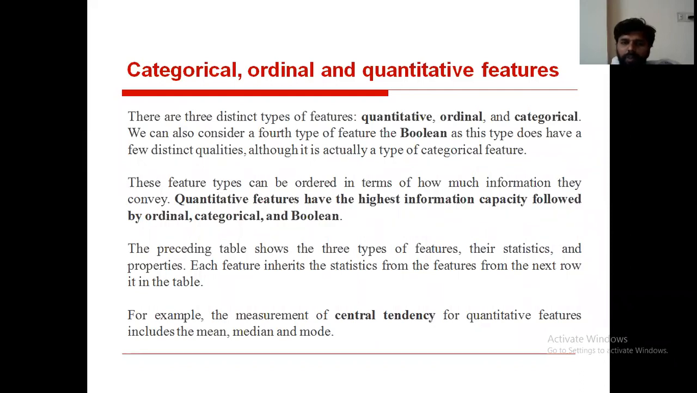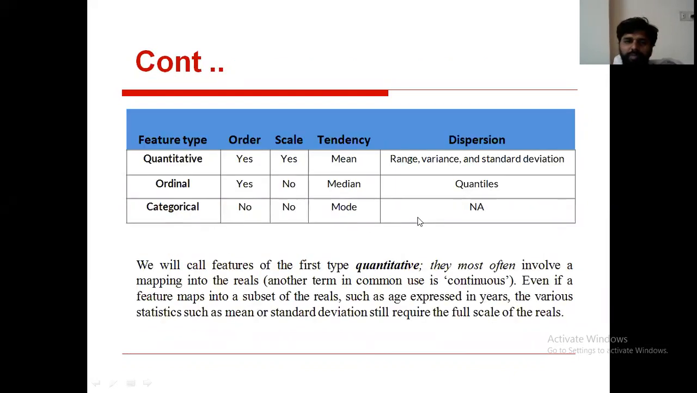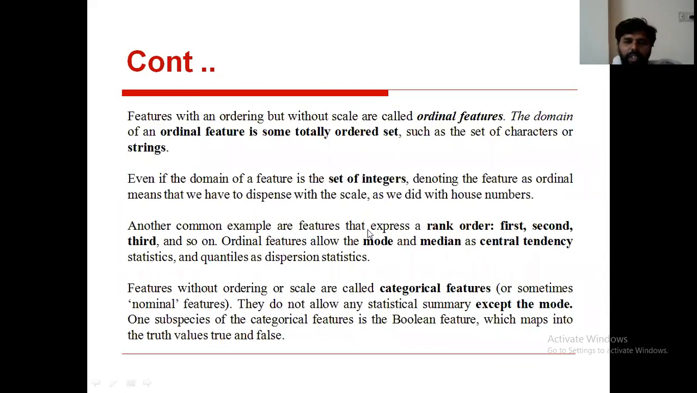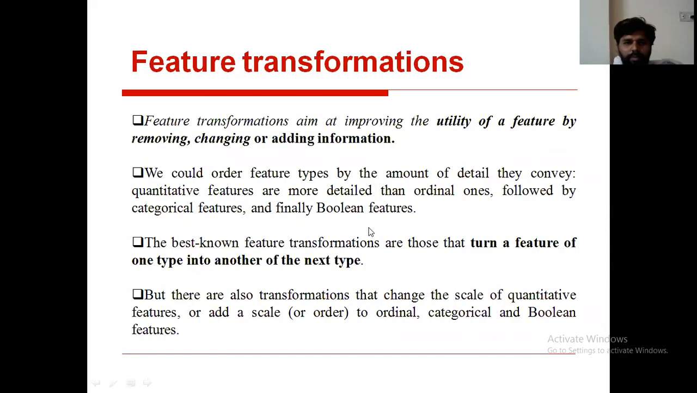And there are 4 different types of features available in machine learning: categorical features, ordinal features, quantitative features, and Boolean features. This table shows clearly each and every feature with the order, with the scale, and tendency and dispersion. Coming to the next one, that is feature transformation. I will explain feature transformation in my next video.